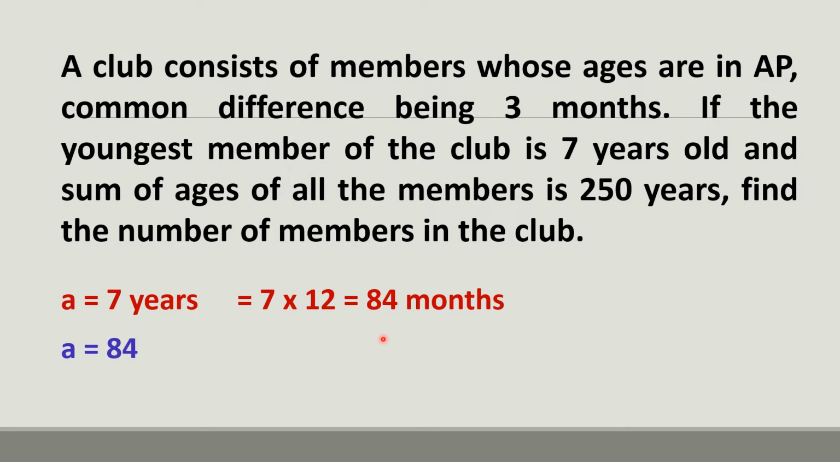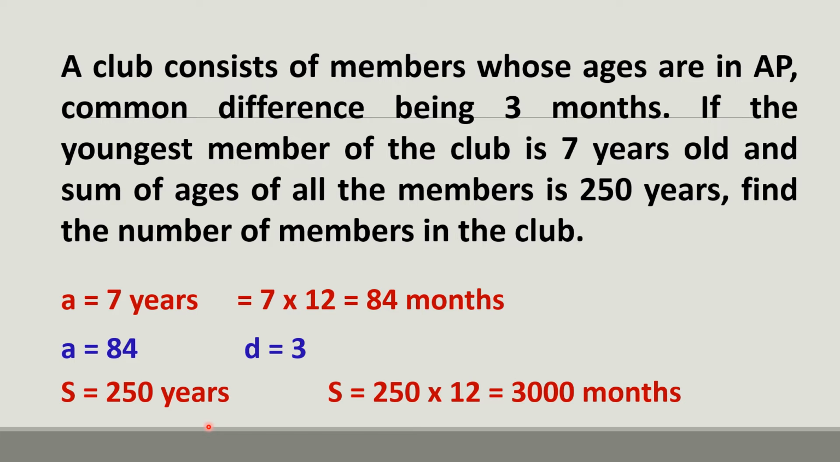Next, it is given that D is equal to 3 months. It is already given in months, so no problem. It is considered as D is equal to 3. What else is given? Sum is equal to 250 years. 250 years has to be converted into months. 250 into 12, that is 3000 months. So A is 84, D is equal to 3, S is equal to 3000.